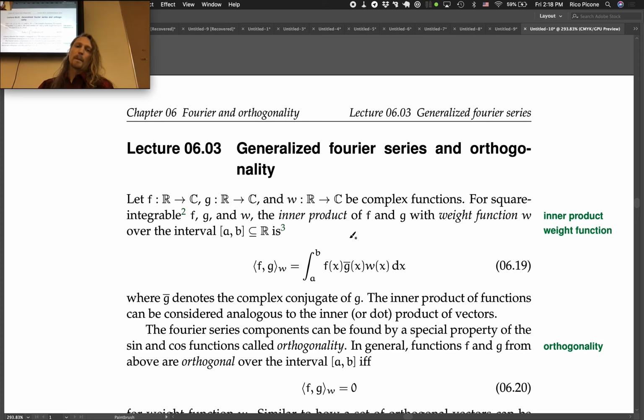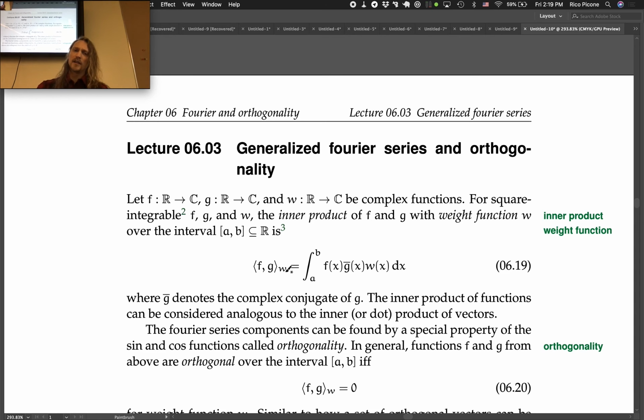So this inner product of functions can be considered analogous to the inner or dot product of vectors. Okay, so with vectors, we would take the dot product of them, and we would get back a scalar, right? Here, you take in two functions, and it's a definite integral, and you get back a scalar, okay?